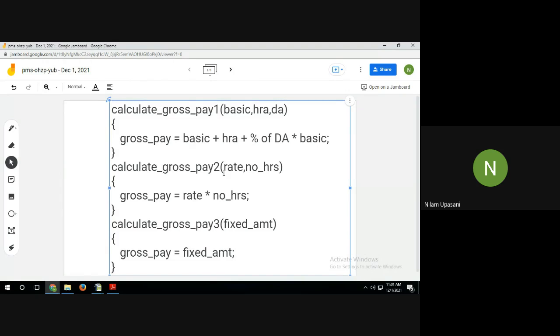But in the real world, what we have seen, object oriented programming is to help implement the real world entities as they are in the programming language. जो real world में दिखता है, we are trying to implement in the programming language. So do we say in the real world calculate gross pay 1, calculate gross pay 2? Do we say like that? We say no. Calculate gross pay, है कि नहीं? Do you agree with this?